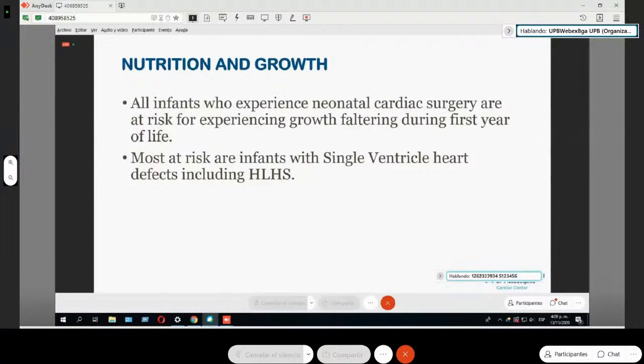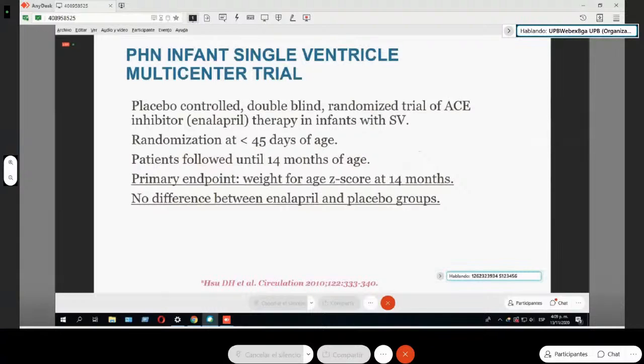Todos los infantes que presentan cirugía cardíaca neonatal tienen riesgo de presentar alteraciones en el crecimiento durante el primer año de vida, y la mayoría están en riesgo de tener enfermedades de ventrículo único. Mencionábamos que en esos estudios, se hizo un estudio controlado con placebo, doble ciego, aleatorio, de inhibidor de ACE con enalapril. Se tomaron bebés aleatoriamente menores de 45 días de edad hasta los 14 meses de edad, se les hizo seguimiento, y el punto final primario era el peso con un puntaje Z a los 14 meses, y no hubo diferencia entre los grupos de enalapril y de placebo.